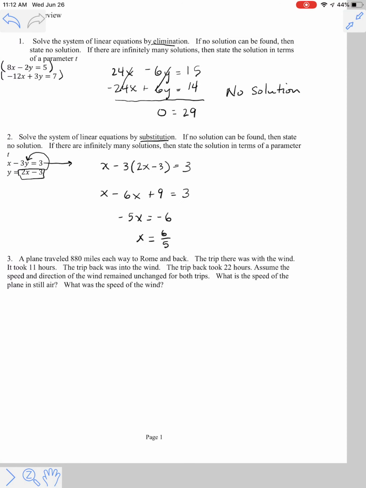Now, to find out what y equals, we can plug this value 6/5 in for that variable there. So we could say y equals 2 times 6/5 minus 3. And then combining that into a single number, 3, if we multiply that by 5 over 5, turns into 15 over 5. So 12 over 5 minus 15 over 5, that's negative 3/5. So the solution is 6/5, negative 3/5.